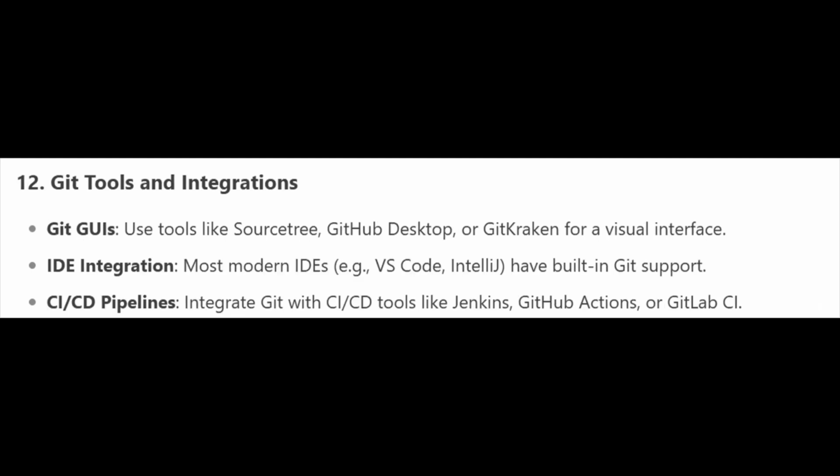Git tools and integrations. Git GUIs: use tools like SourceTree, GitHub Desktop, or GitKraken for a visual interface. IDE integration: most modern IDEs, for example VS Code and IntelliJ, have built-in Git support. CI/CD pipelines: integrate Git with CI/CD tools like Jenkins, GitHub Actions, or GitLab CI.